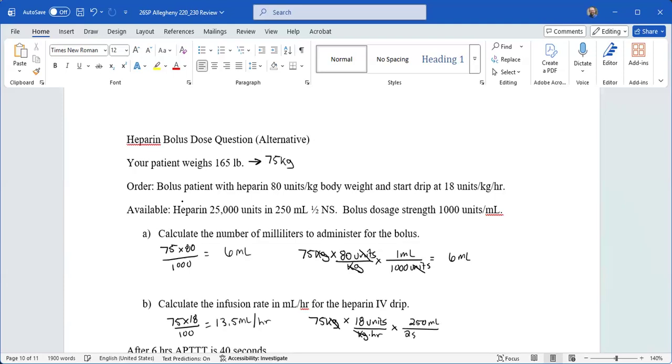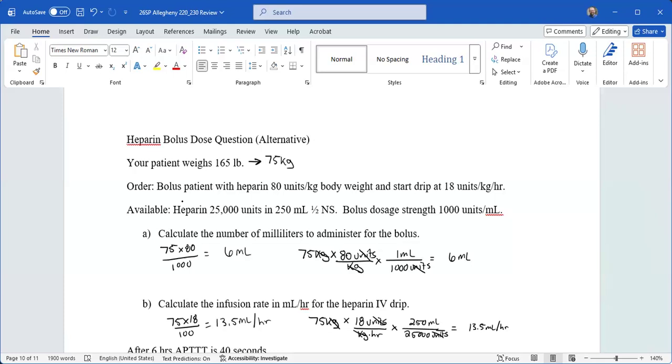But if you write it enough times, you start to get in the habit of making sure it just comes right off the cuff. So 250 over 25,000, that relationship is 1 over 100. So that's just where that comes from. It gets reduced. So that's where I got that answer from.